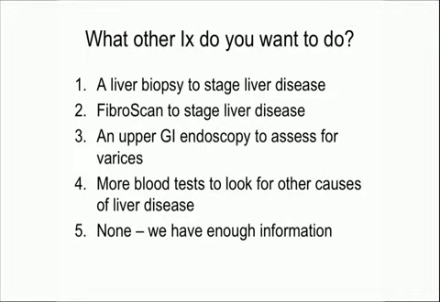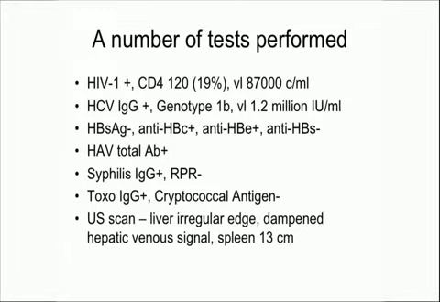Do you want to do a liver biopsy to stage his liver disease? Do you want a fibroscan to stage his liver disease? Do you want to do an upper GI endoscopy to assess for varices? Do you want to do more blood tests to look for other causes of liver disease? Or no, we have enough information to be able to make a treatment decision? So there is only one answer. One correct option.